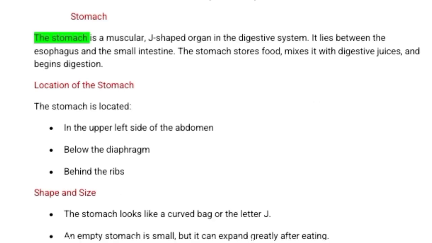Stomach. The stomach is a muscular, J-shaped organ in the digestive system. It lies between the esophagus and the small intestine. The stomach stores food, mixes it with digestive juices, and begins digestion. Location of the stomach. The stomach is located in the upper left side of the abdomen, below the diaphragm, behind the ribs. Shape.